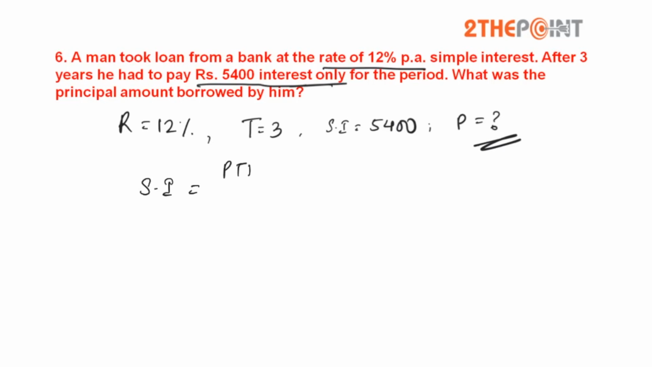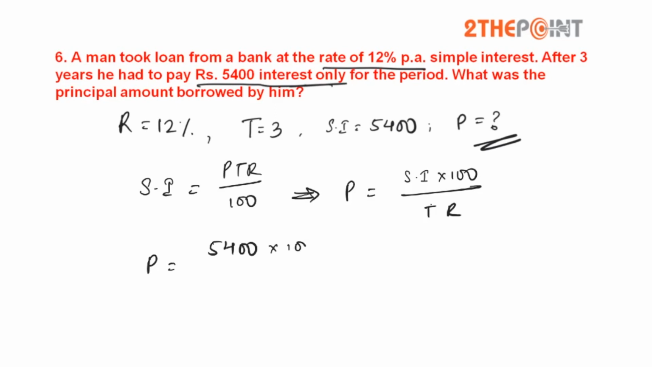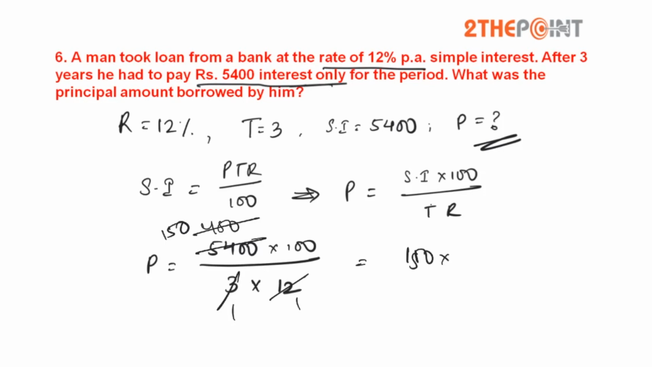Simple interest is equal to PTR by 100, which implies P is equal to SI into 100 by T into R. We know that simple interest is 5,400 into 100, time period is 3, and rate of interest is 12. Simplifying this, 12 ones are 12, 12 forty-fives, 3 ones, 3 fives are 15, 150, which is equal to 150 into 100 is equal to 15,000. This is the principal amount.